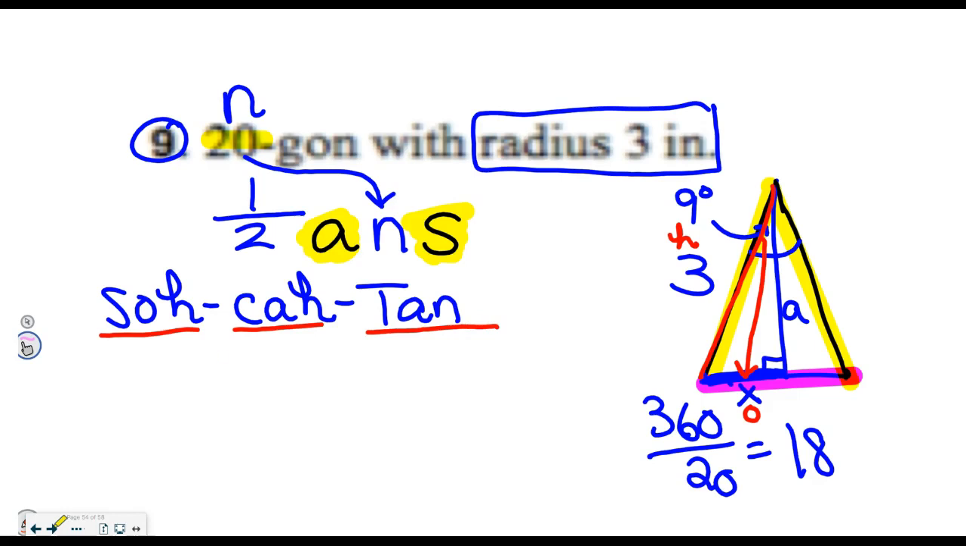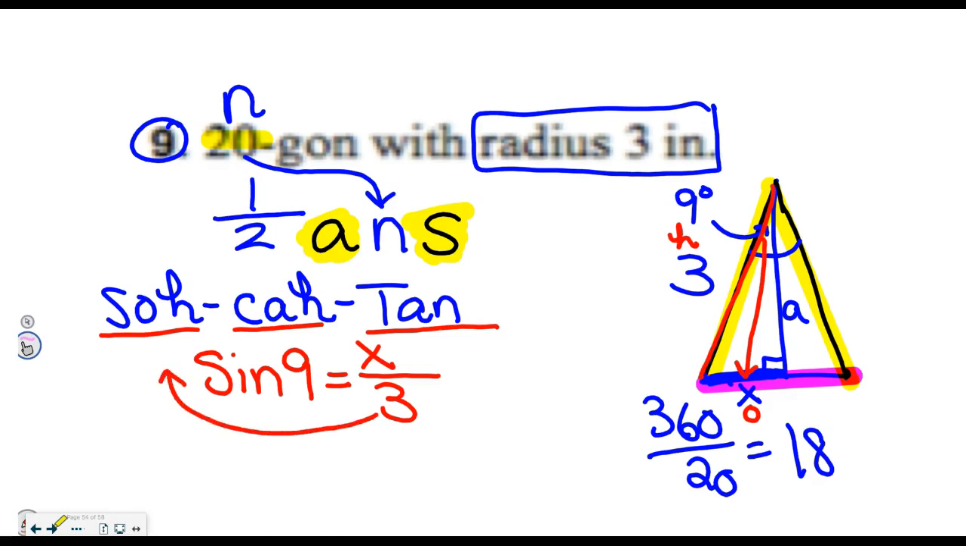Sine. Yeah, so we're going to say sine of our 9 degrees is equal to opposite, calling it X. I don't want to call it O because it looks like a 0. Over hypotenuse. You always multiply by what's on the bottom, so I'm going to multiply both sides by 3. It'll wipe it off on the right, and I'll have 3 sine 9 equals X.